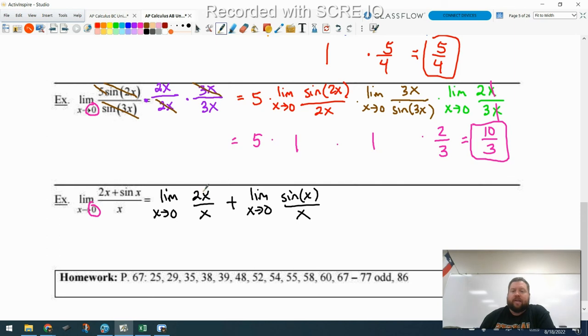For this limit, the x's will cancel. Now we have the limit of a constant, which is equal to that constant. This limit, we're going to apply the property we just learned about, add those together, and you get your answer.